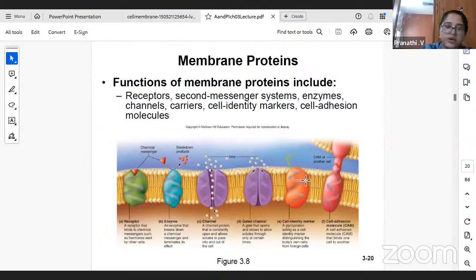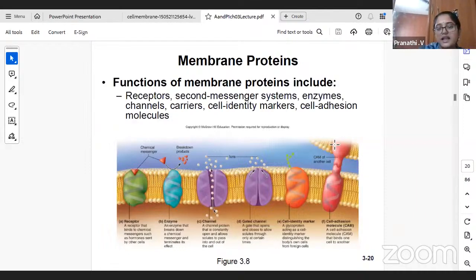Cell identity markers. What are they? They are again glycoproteins. Carbohydrate moiety is present. It's a protein which is present, so that it will help identify to your immune system the foreign particles that are present. For example, if there is any kind of foreign body, like bacteria, it is non-self. So that identification should be able to be done by the cell. This particular glycoprotein helps in it.